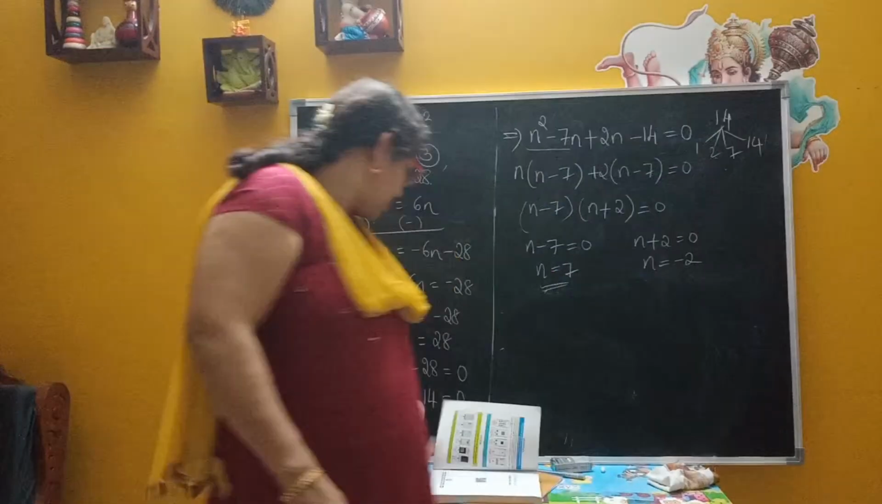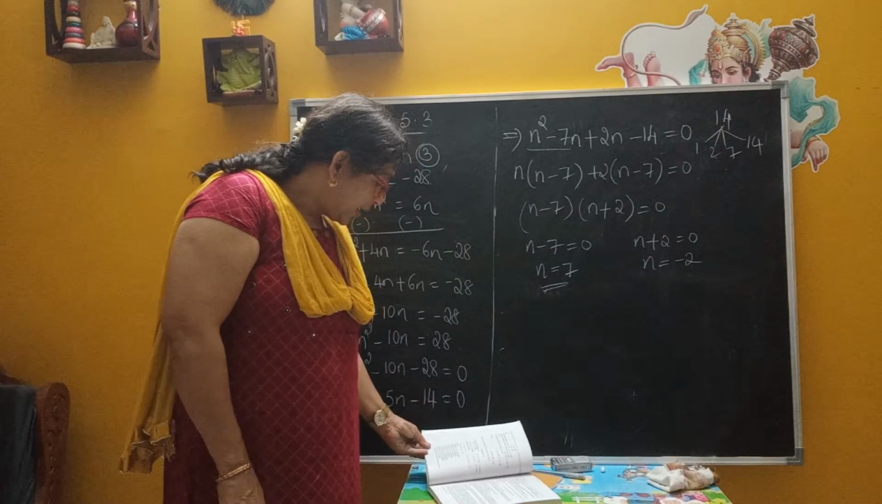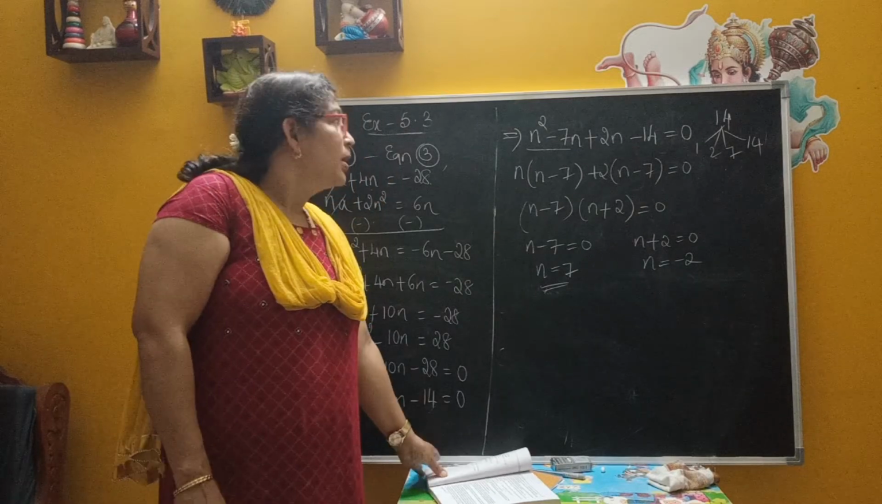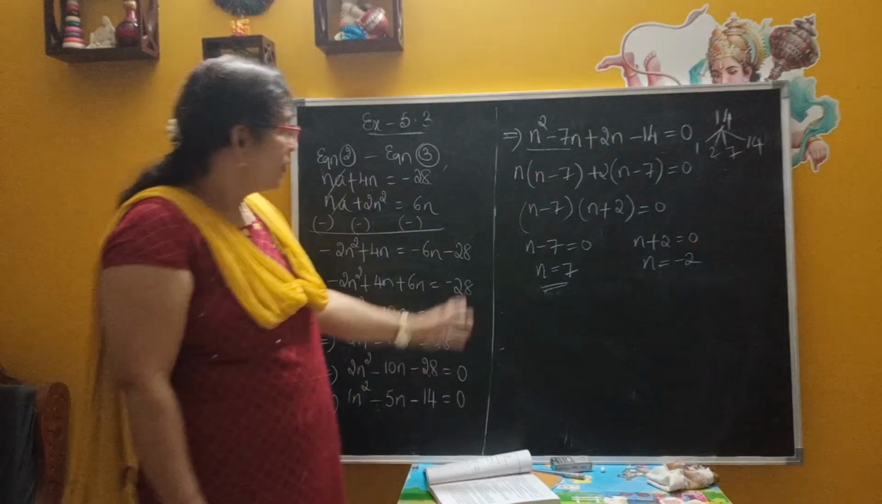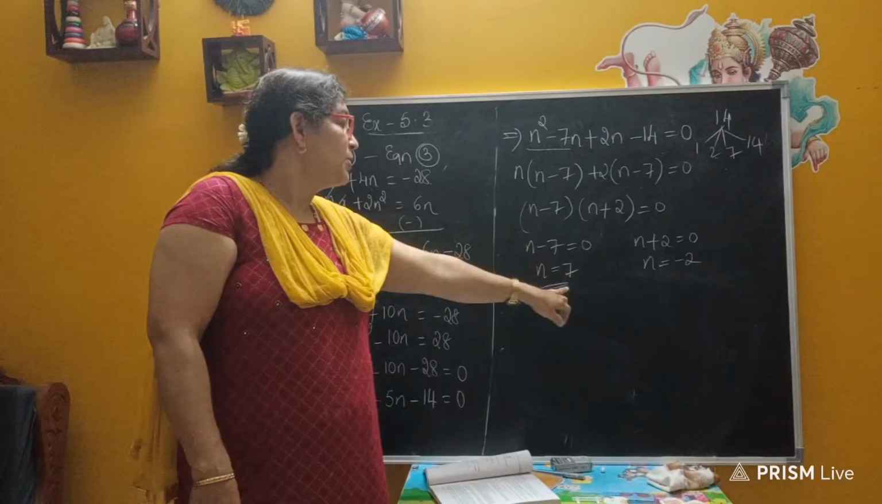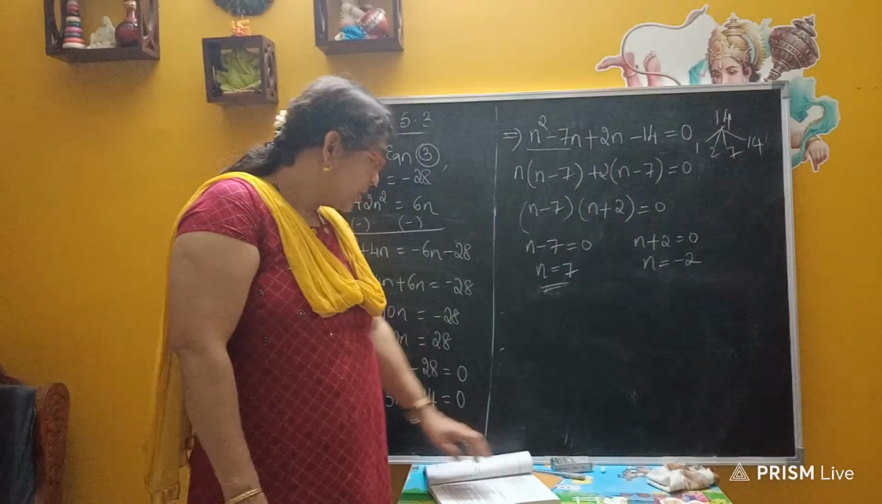Using this n value, what is asked to find in this question? You can find the value of a. How do you find it? Use any of the equations you got, any of the first two equations. Substitute the value of n is equal to 7. You get the value of a also.